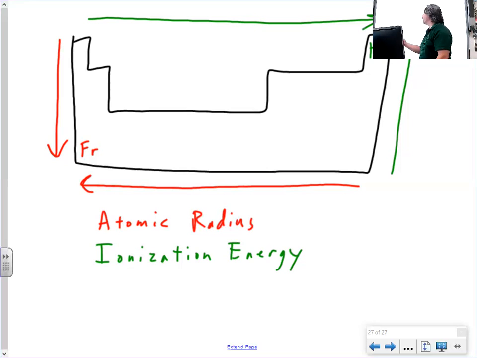Okay? The lowest ionization energy will be the complete opposite of that. It will be francium, because francium has one valence electron way far away from the nucleus. Super easy to grab that valence electron from francium. The last trend is electronegativity.